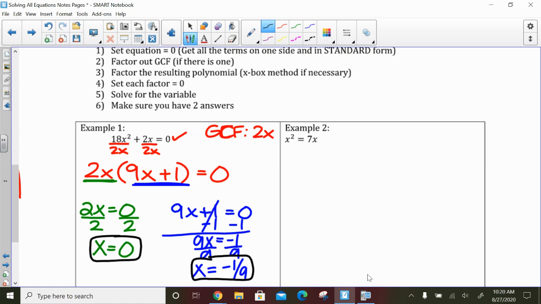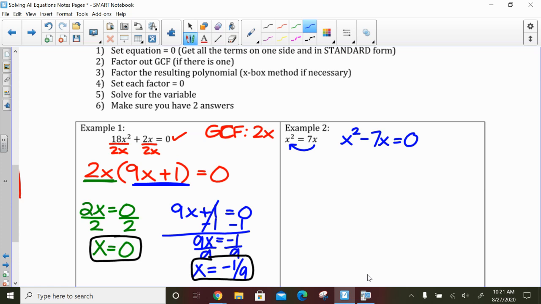For example 2, you want it to be equal to 0 first. To make this equal to 0, I'm going to take this 7X and move it over here. To move it, I must subtract it. That gives me X squared minus 7X equals 0. Now, if it was already negative, then to move it I would have to add it, depending on what the sign is to begin with.